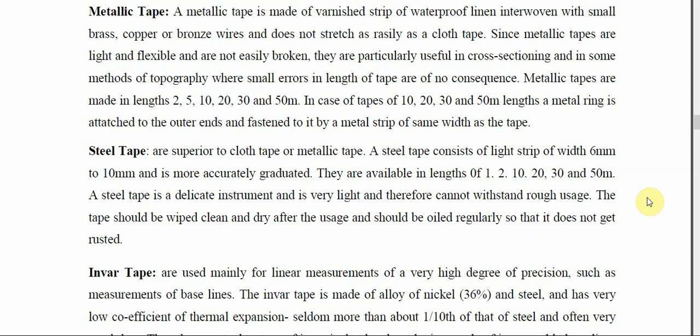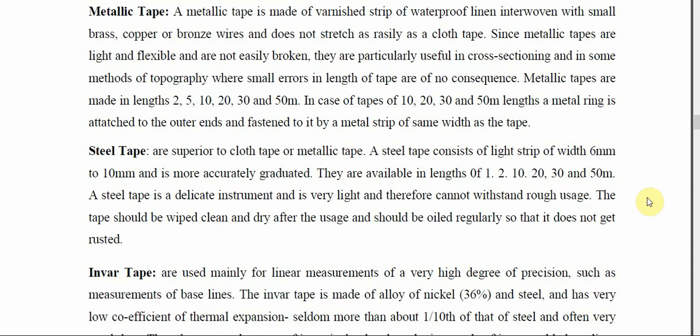They are particularly useful in cross-sectioning and some methods of topography where small errors in length of the tape are of no consequence. Now, the metallic tapes are made in lengths of 2 meter, 5 meter, 10 meter, 20 meter, 30 meter, and 50 meters. In case of tapes of 10, 20, 30, and 50 meter length, a metal ring is attached to the outer ends and it is fastened by a metal strip of the same width as the tape.